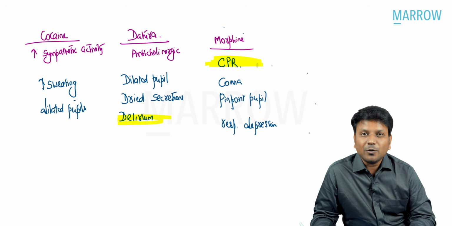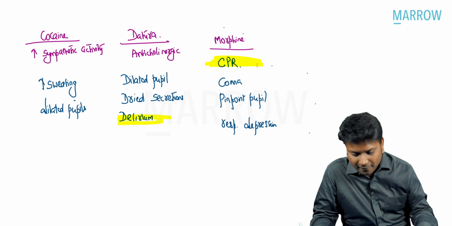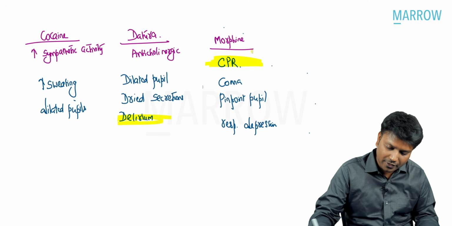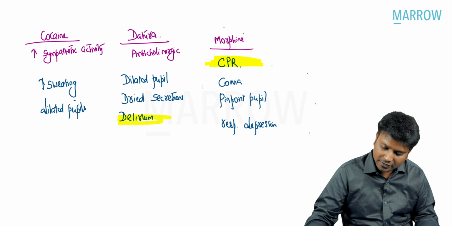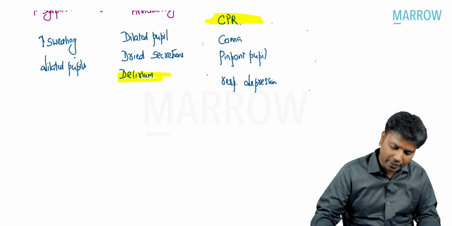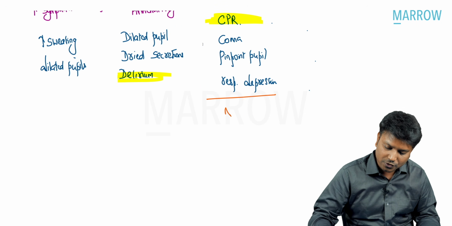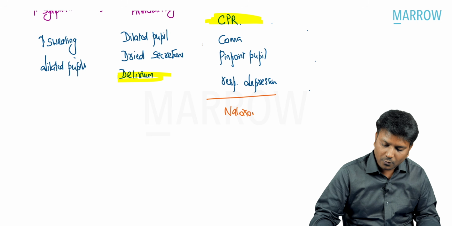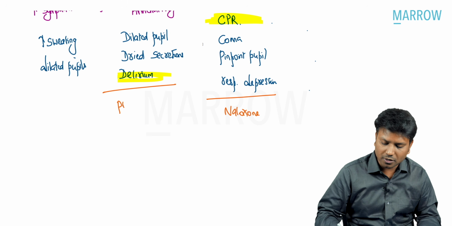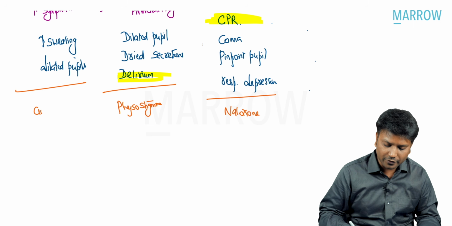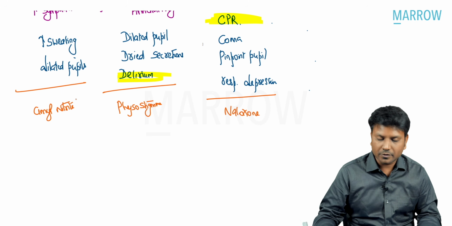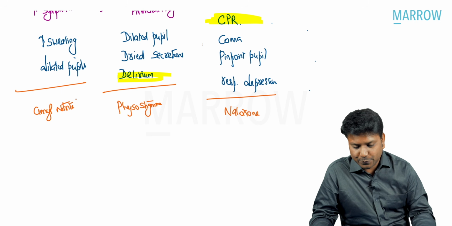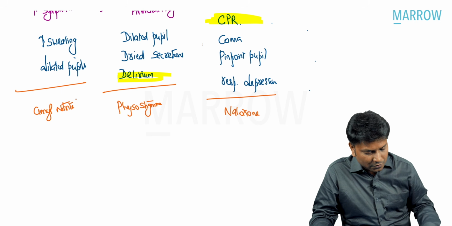And you know the antidote. What is the antidote for morphine? Antidote for morphine is naloxone sodium. We have to give naloxone. What is the antidote for datura? Datura, we have to give physostigmine. And for cocaine, we need to give amyl nitrite. So these are the antidotes given for all these situations. Fine. So let's go forward.